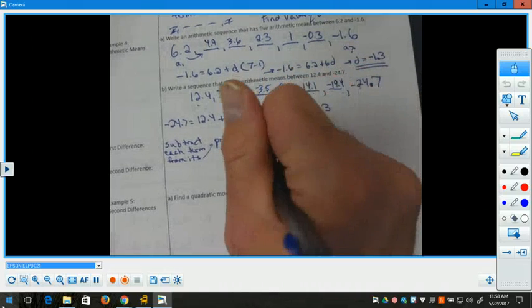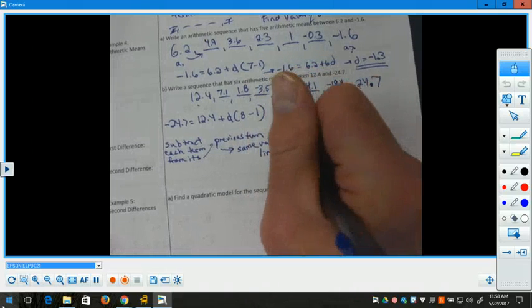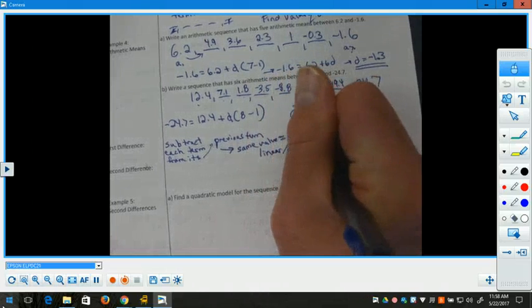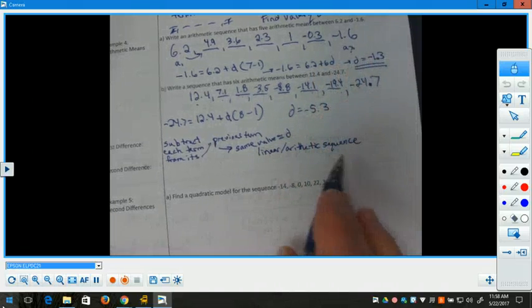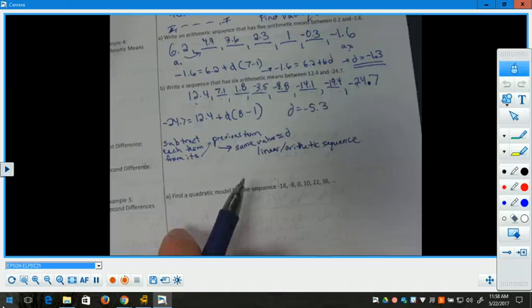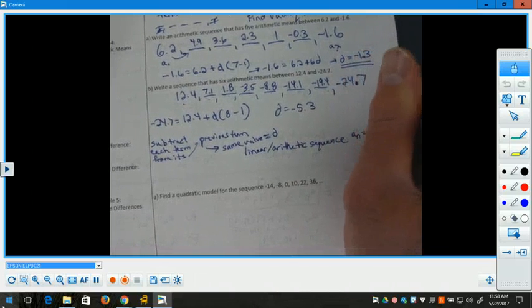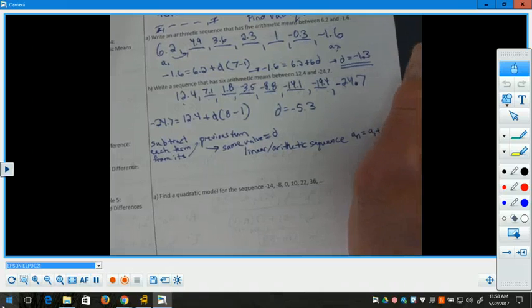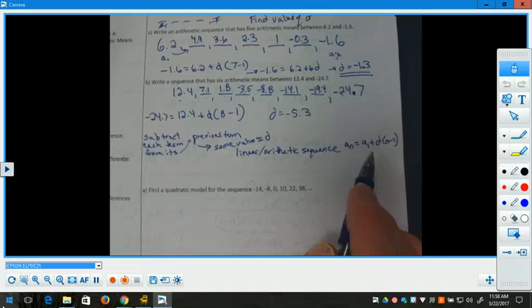So this would be a linear function or arithmetic sequence, the arithmetic sequence being represented by a linear explicit rule. And we've had several examples of this. That's what we've been doing this entire note so far.